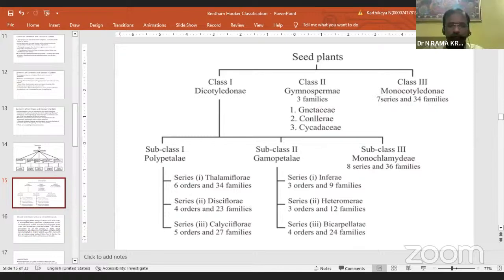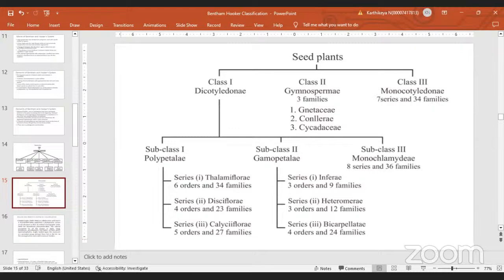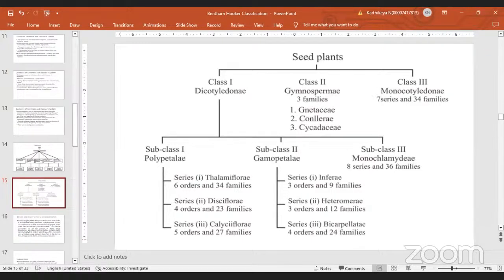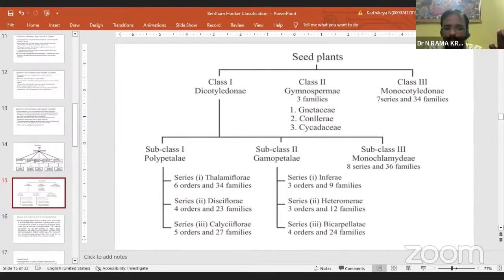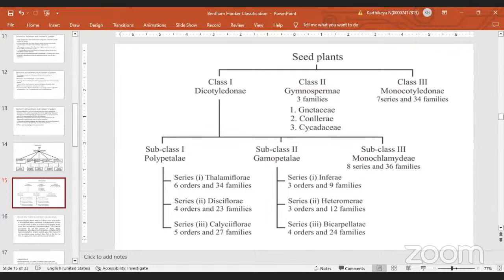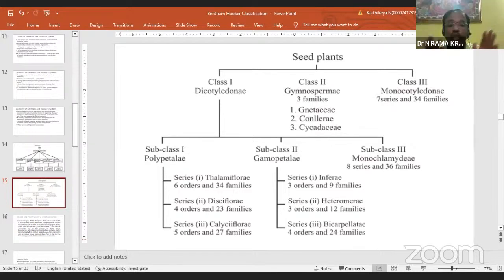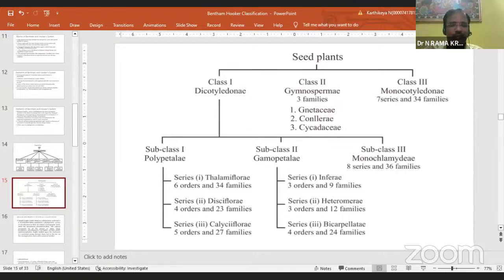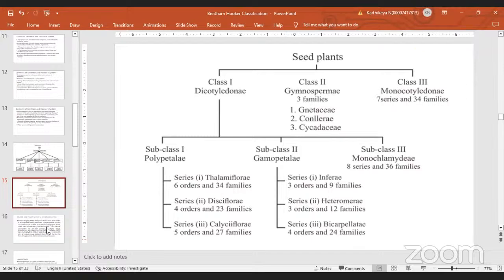Vijayalakshmi, you tell. What is the meaning of Monochlamydeae? United sepals, sepals and perianth. Now again, I am not going back. We are going forward, to another one.